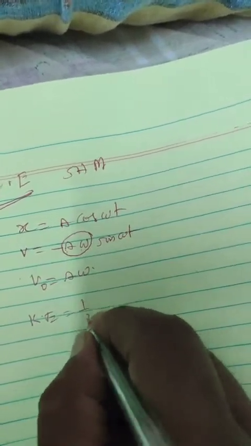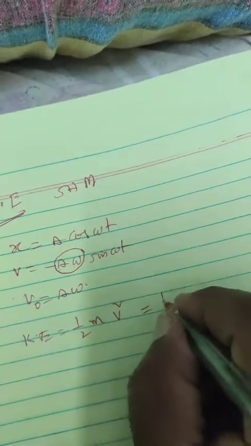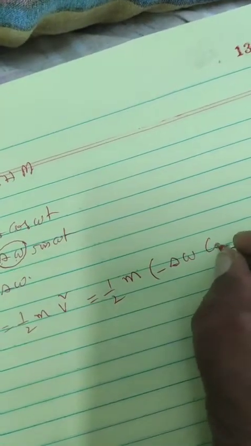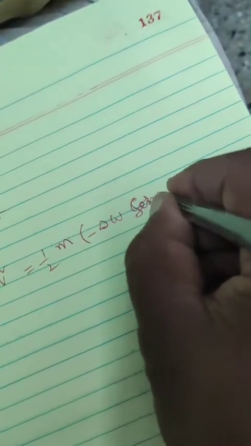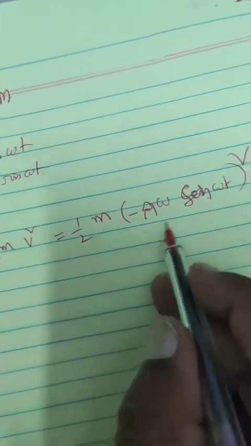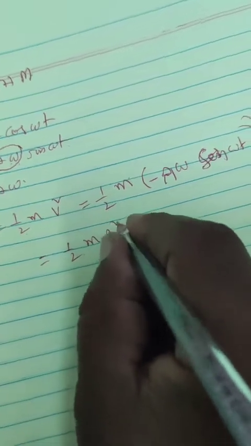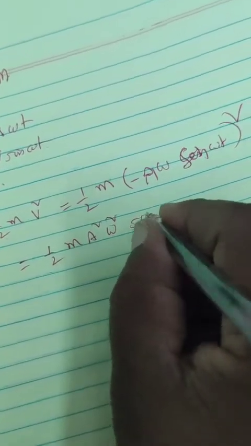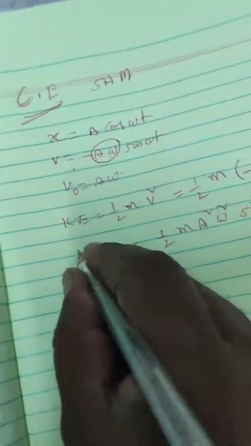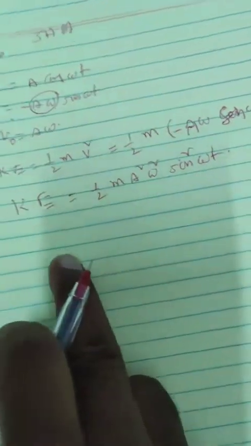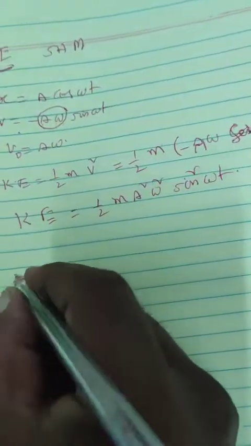Kinetic energy is given by half m into velocity square. That means half m into minus a omega sin omega t whole square, because velocity is minus a omega sin omega t. If you square that, it will become half m a square omega square sin square omega t. This is the expression for kinetic energy of a particle doing SHM at any time. Kinetic energy का एक्सप्रेशन आ गया. अभी पोटेंशियल एनर्जी का एक्सप्रेशन.